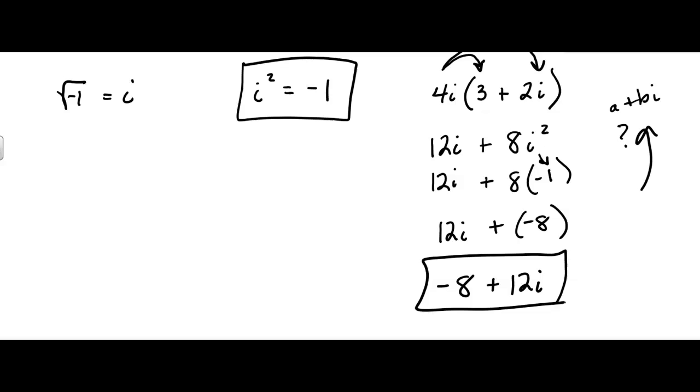Okay, so I'm throwing in an extra example just so you can have a heads up on what's coming here in a minute. But this is what you want to remember. i squared equals -1. Okay? All right.